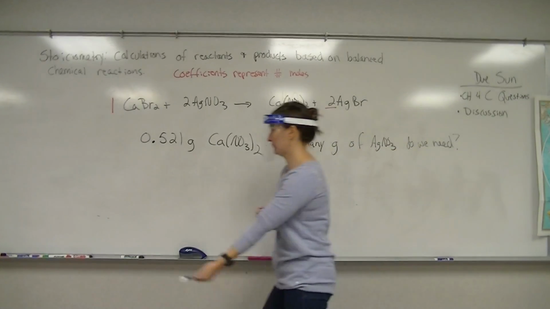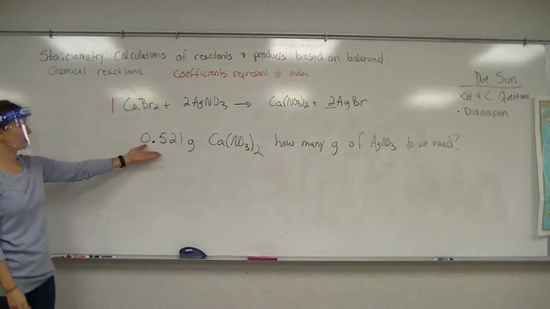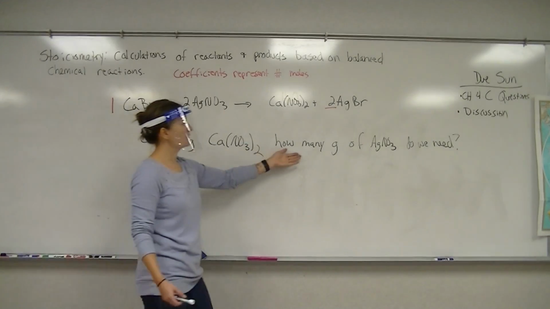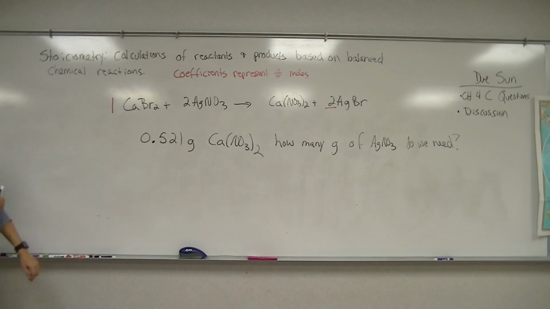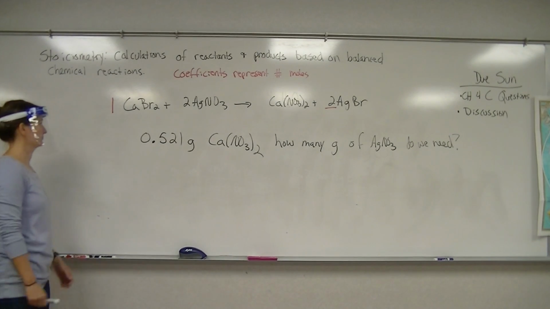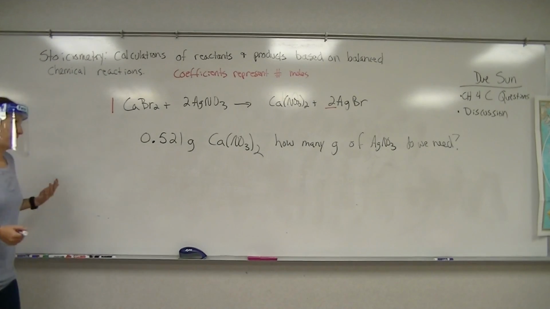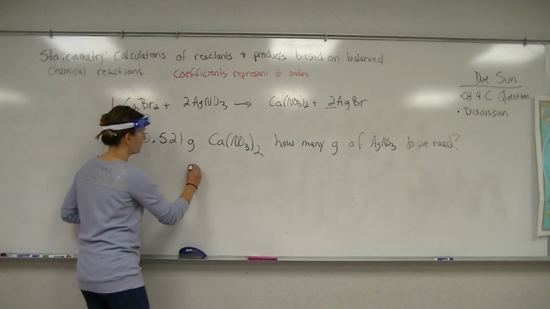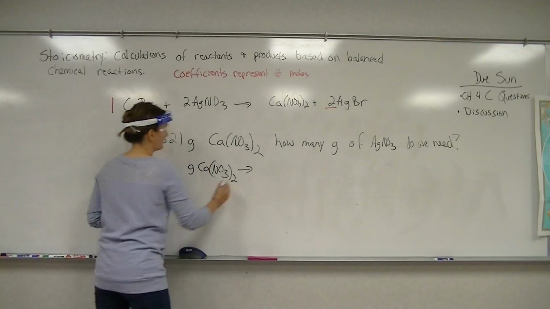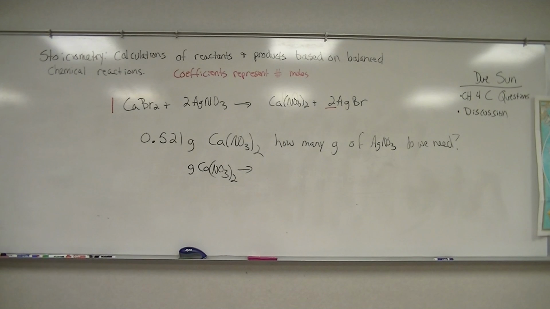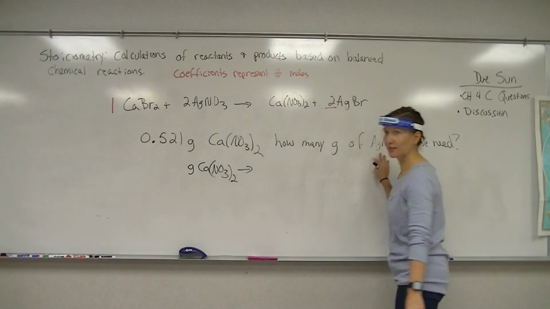So this would be more of a recipe type form, right? This is how much you want to make. How many grams of reactant do you need? In this case, silver nitrate. So let's make a plan. We're starting with grams of calcium nitrate. Where are we going to go next? To the silver nitrate, right?